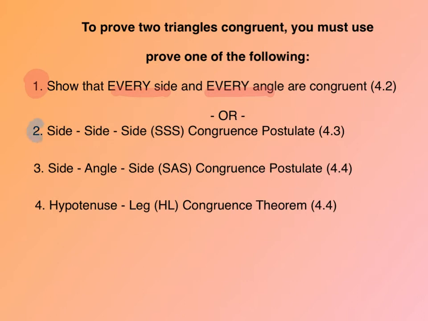2 is side, side, side. We're going to work on that one today, and that's in 4.3. So we're going to do that side, side, side today, and also we're going to do side angle side today, SAS. That's from 4.4. Then we'll do day 2, we'll do hypotenuse leg, HL, and that's from 4.4 as well.